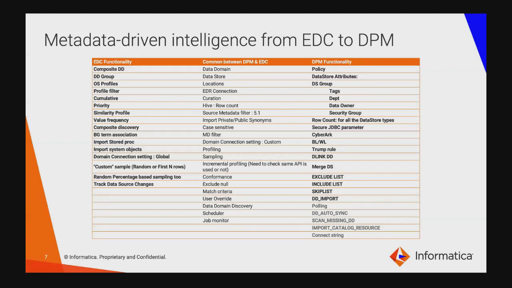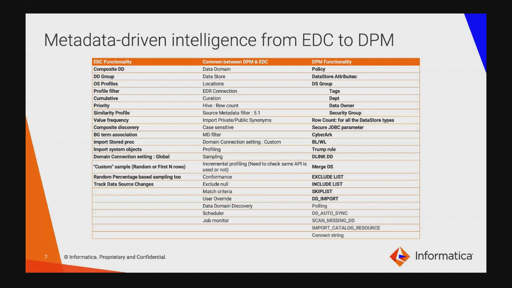The way you do curation, the profiling, the sampling, the conformance scores, the match criteria. I'm not going to go through this whole list, but this is for you to see what is common between EDC and DPM. DPM makes use of the underlying EDC to give some of the capabilities, right? The definition of what a data domain is, what the associated metadata is, all comes to DPM from EDC, right?